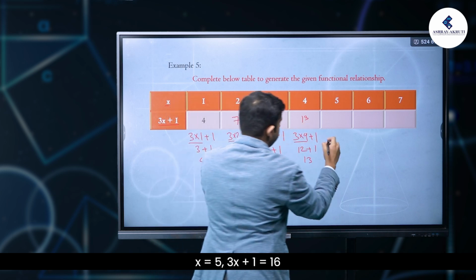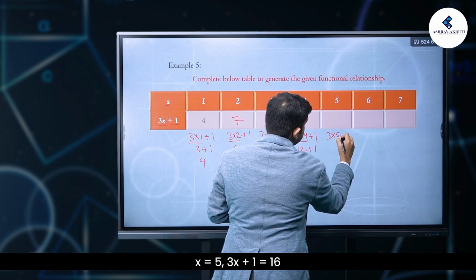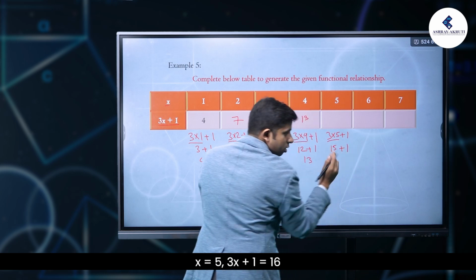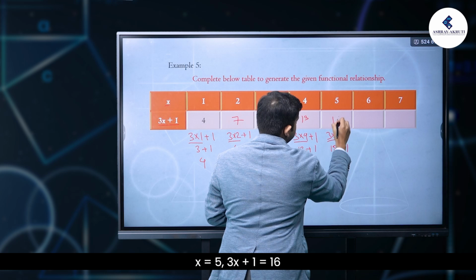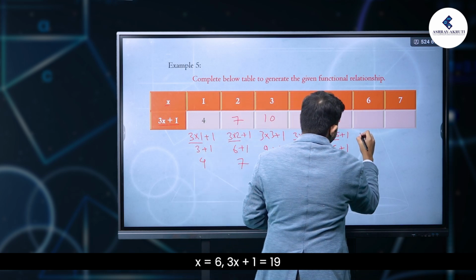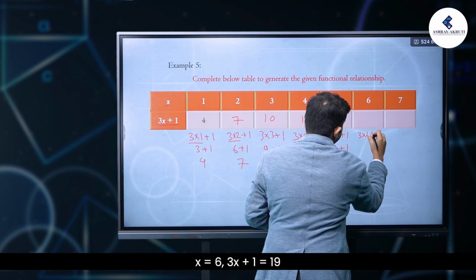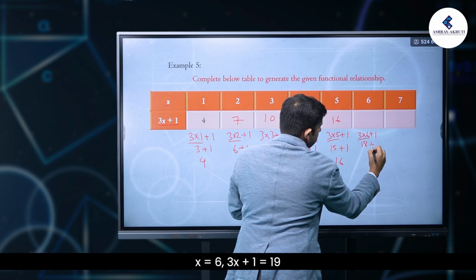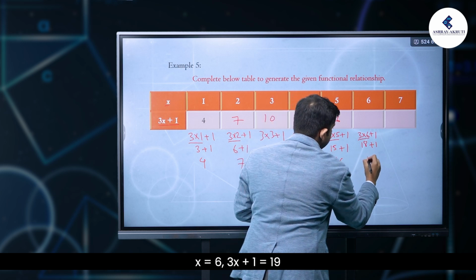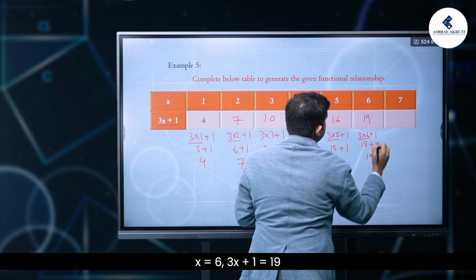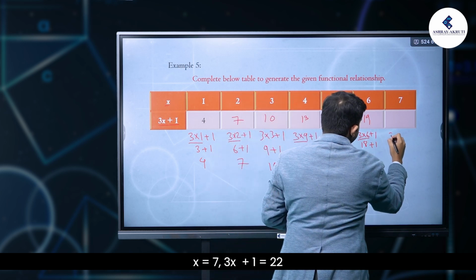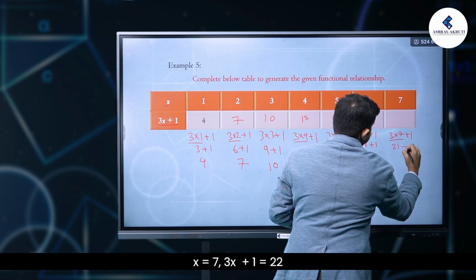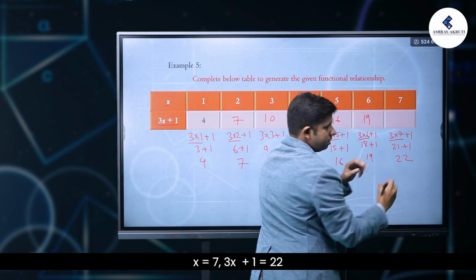X is 5, 3x plus 1 is equal to 16. X is 6, 3x plus 1 is equal to 19. X is equal to 7, 3x plus 1 is equal to 22.